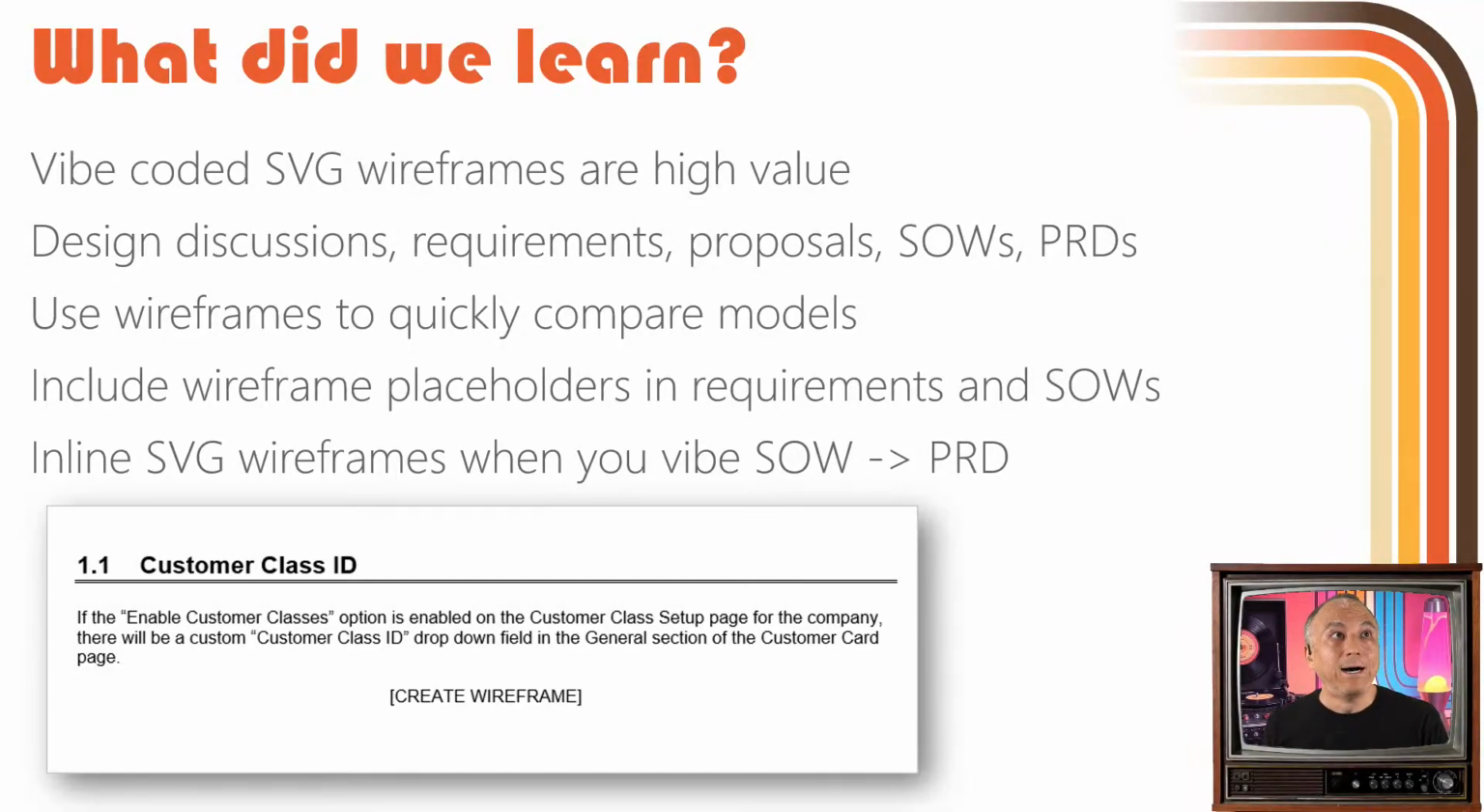And include wireframe placeholders in your requirement documents, SOWs, PRDs, and when you have the agent work on those, you just have it generate the inline SVG in your Markdown, assuming you have a rendering engine that can do inline HTML and SVG in your Markdowns. And I just said inline SVG wireframes when you vibe code your docs. So that's an example of a customer class ID in my mock-up statement of work in a Word document.